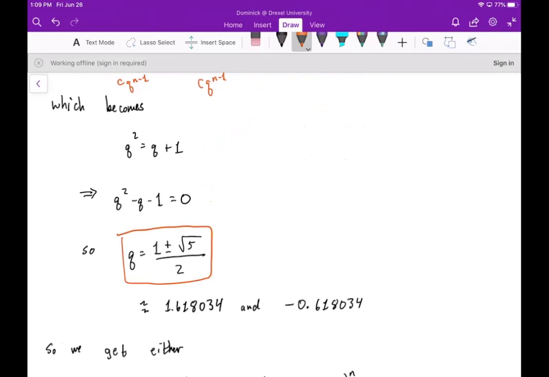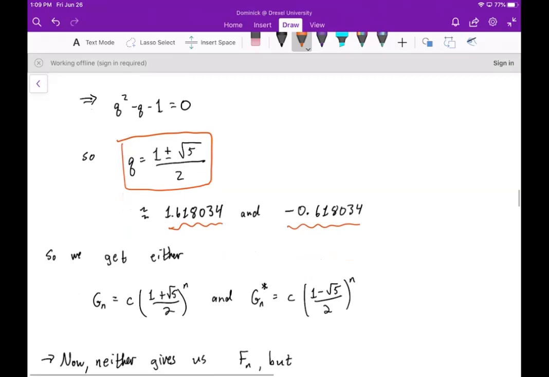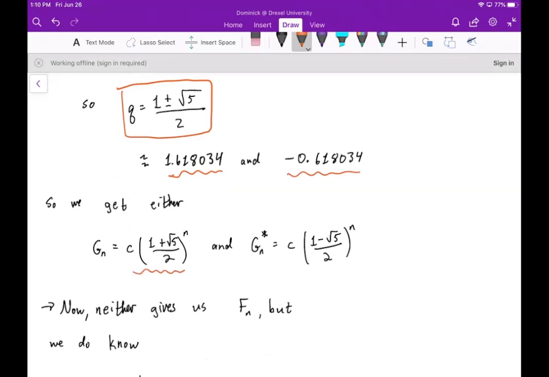If you type these into a calculator, you'll get that this is about 1.618034. And if you do the minus square root of 5, you get negative 0.618034. So this gives you two possibilities for your g sub n here. You could either get g sub n be 1 plus square root of 5 over 2 to the n power, or we'll call g sub n star, 1 minus square root of 5 over 2 to the n power. And of course, both are multiplied by c.